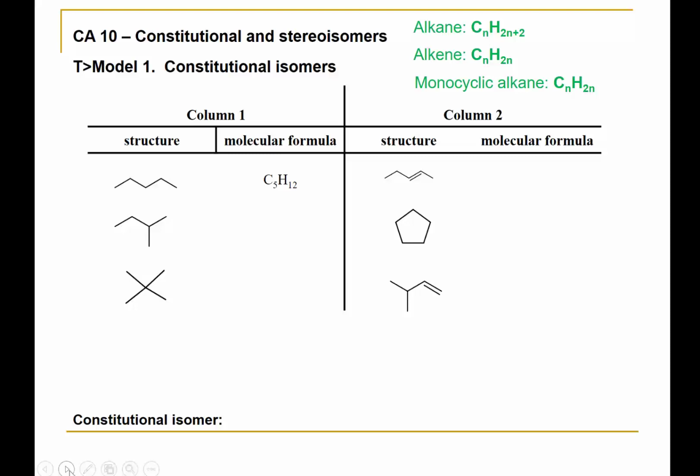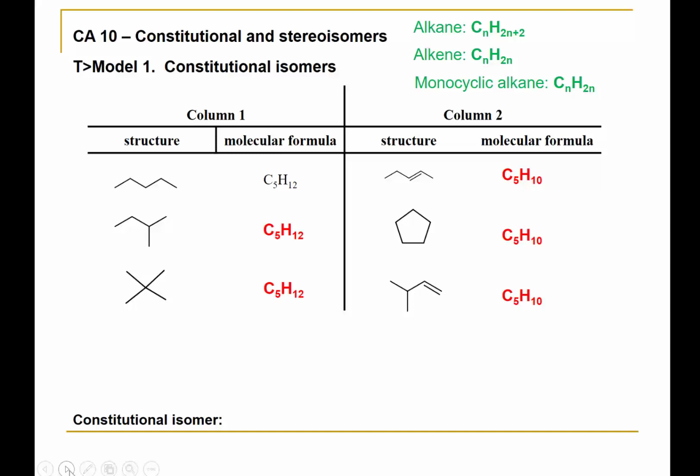In filling in the molecular formulas for column number 1, perhaps you notice that all of the structures have 5 carbons. Therefore, they're all going to have the same molecular formula, C5H12. In column number 2, perhaps you notice that we have alkenes and monocyclic alkanes. Therefore, they all have the generic formula CnH2n, and they all have 5 carbons, so they will all have the same molecular formula.